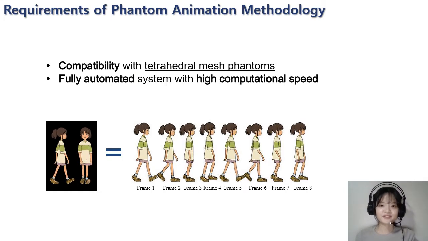So now let's move on to the phantom animation technique. These two are the main requirements of the phantom animation technique considered in the present study. Firstly, of course, it should be applicable to tetrahedral mesh phantoms. And second, it should be fully automated and very fast, because phantom animation is actually a series of work to construct posture-deformed phantoms for each frame. If the technique requires manual work or is slow, it may take forever.